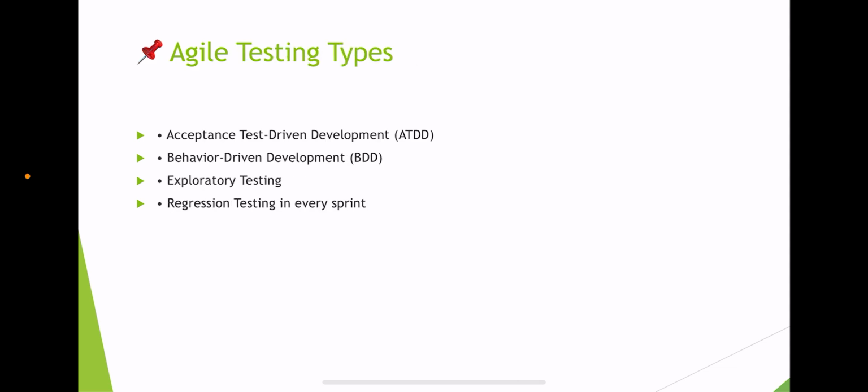Generally the feedback comes in the retrospective meetings, which are part of agile, and happen at the end of each sprint to take feedback from each stakeholder. In Agile, we follow a number of testing types, like acceptance test driven development, based on the requirements given by the client, also behavior driven development, exploratory testing, and regression testing within each sprint. Those are the patterns observed in agile testing.